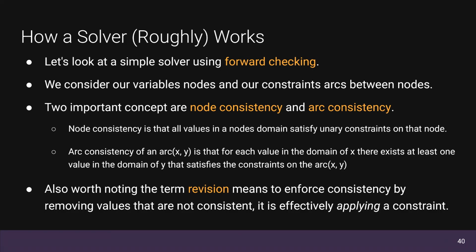And then you have arc consistency, which is, given an arc from x to y, for each value in the domain of x, there exists at least one value in the domain of y that satisfies the constraints on the arc. i.e. something is supporting that value, so it still exists in the domain of that variable, so it's still consistent.